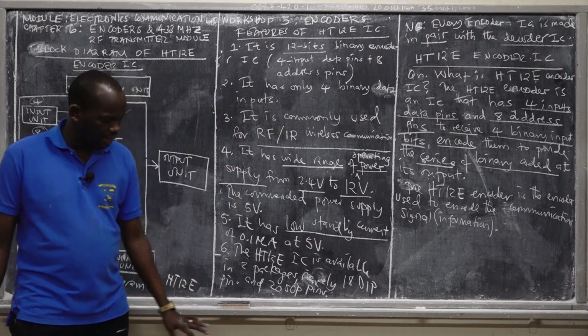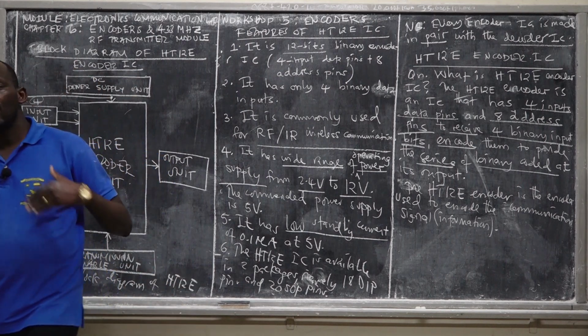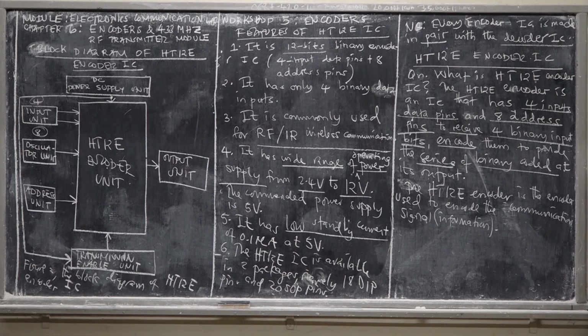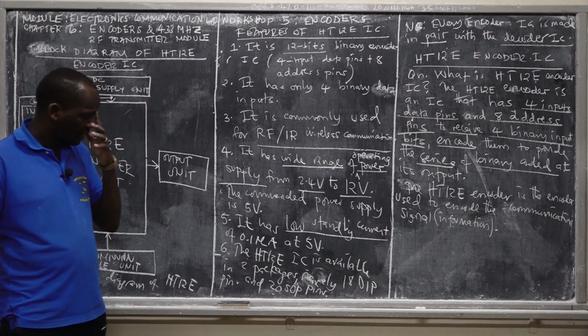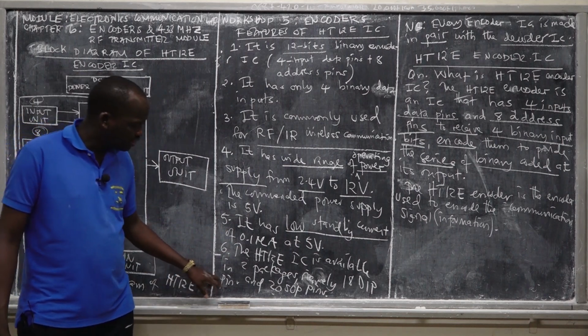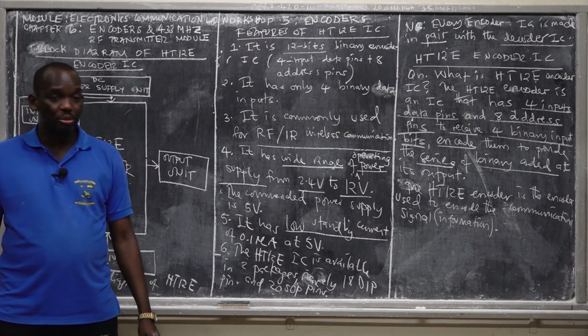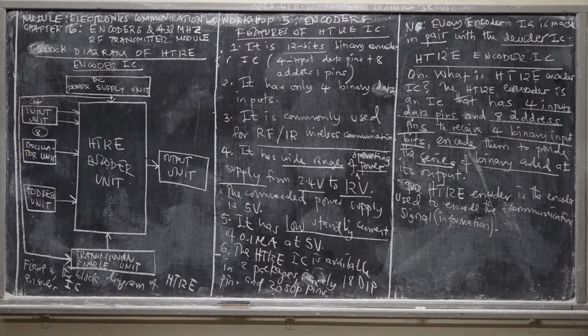Then the 6th one is very important. How is it available? Remember that we'll be focusing on learning integrated circuits by using the through holes architecture rather than surface mounting architecture, because the through holes is the one that we can mount on the breadboard. So the HT12E encoder IC is available in 2 packages, namely 18 DIP pins and the 20 SOP pins. What does DIP mean and SOP mean? For what you know about SOP, it means sum of product. There we don't have sum of product.